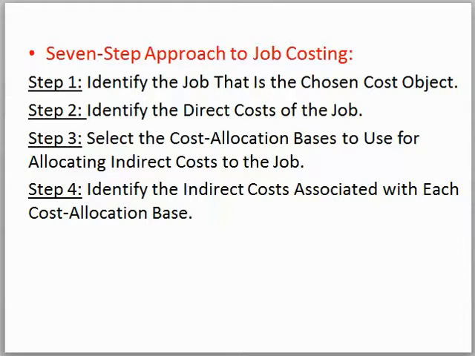Third point in this chapter is the 7-step approach to job costing. First step is to identify the job that is the chosen cost object. Step number 2, identify the direct costs of the job. Step number 3, select the cost allocation basis to use for allocating indirect costs to the job. Step number 4, identify the indirect costs associated with each cost allocation base.